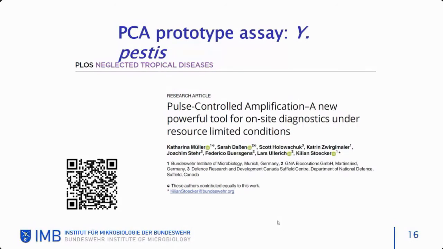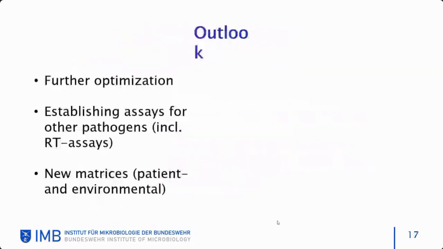And now I hope I'm still on time. I'm going to come to an end. Just a brief outlook. What do we want to do? Of course, we want to further optimize the technique, the method. We certainly want to establish more assays for other pathogens. And we want to develop new protocols for new matrices, both patient and environmental.